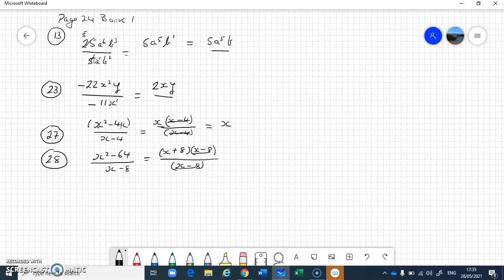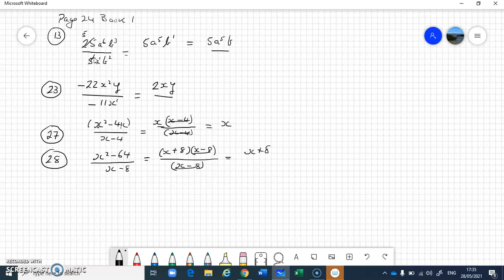Same as like with 11, 22 just ends up with 2. We've got x plus 8 multiplied by x minus 8. We've got x minus 8 on the bottom. And you can simply cross those out. And you're left with just x plus 8. And that's your answer. Okay?